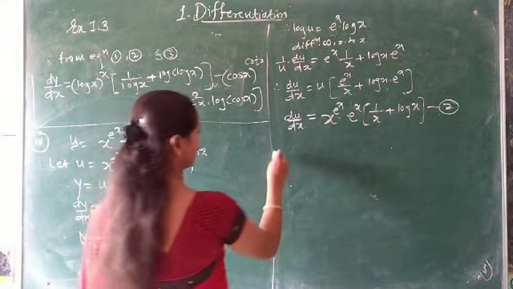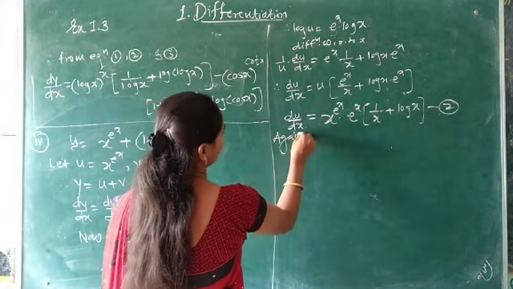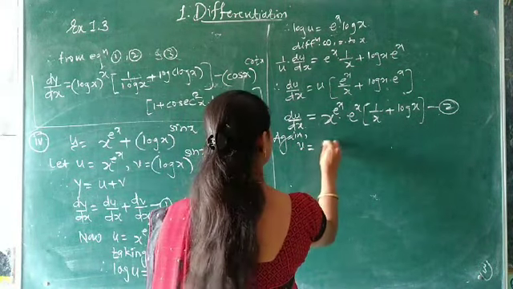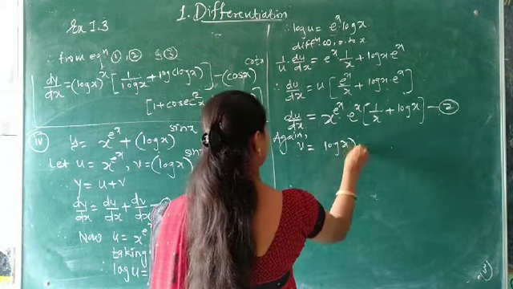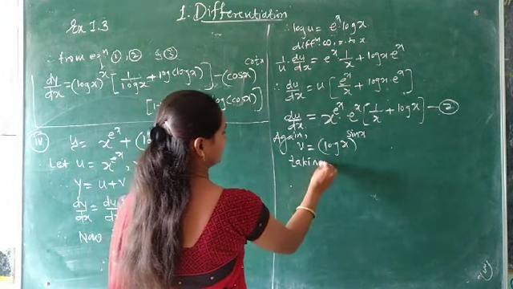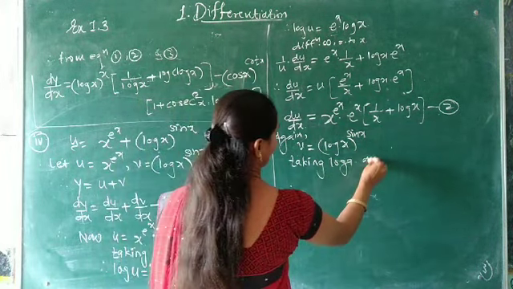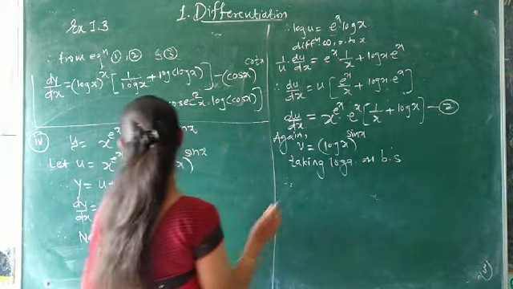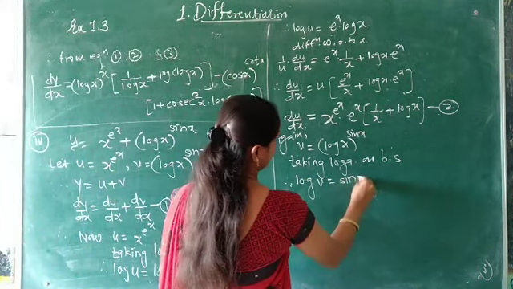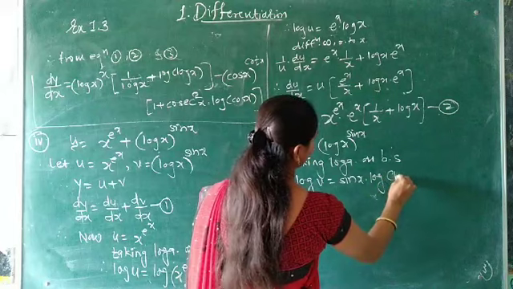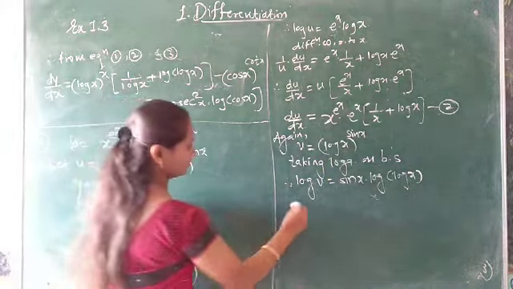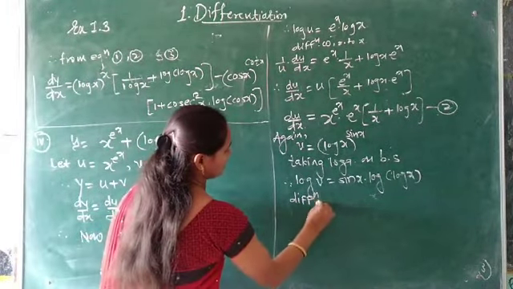Now find dv upon dx. Again what is v? v is equal to (log x) raised to sin x. Taking logarithm on both sides. Therefore, log v is equal to sin x into log of log x. We apply log on this function log x. Now differentiate with respect to x.